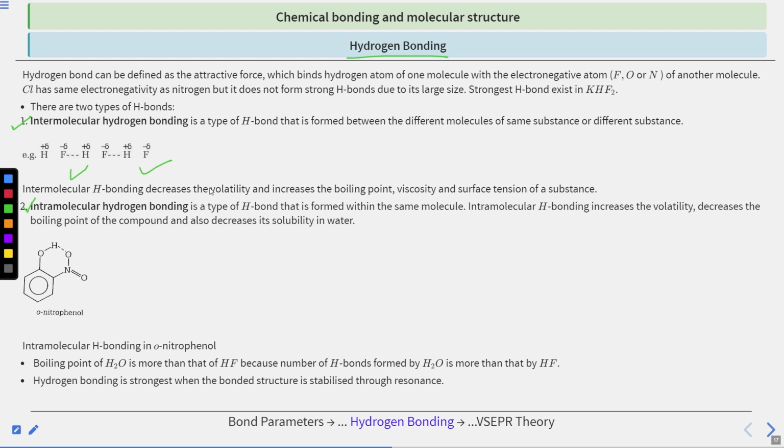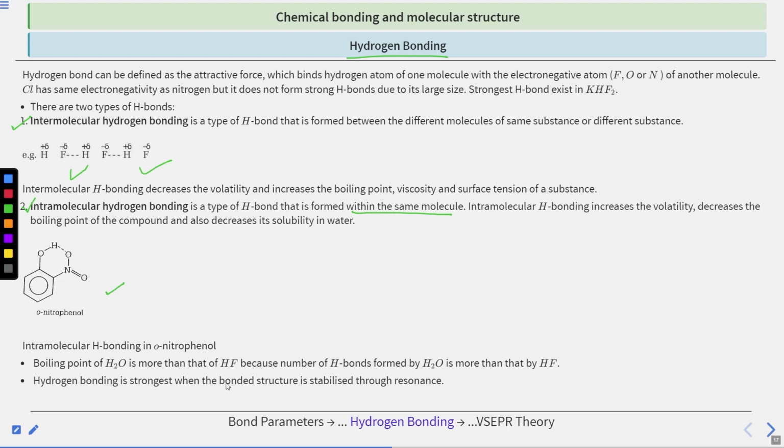What is intramolecular hydrogen bonding? It is a type of hydrogen bond that is formed within the same molecule. Intramolecular hydrogen bonding increases the volatility, decreases the boiling point, and also decreases the solubility in water. For example, intramolecular hydrogen bonding in orthonitrophenol. You can see that within a molecule, the hydrogen bonding is forming. So this concept is intramolecular hydrogen bonding.